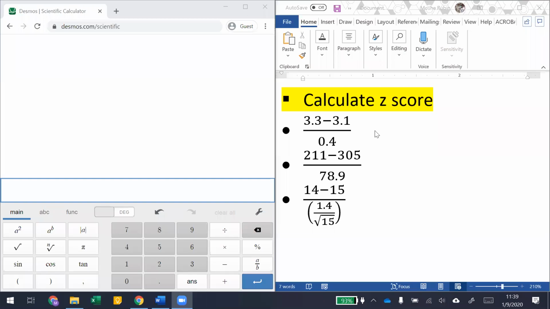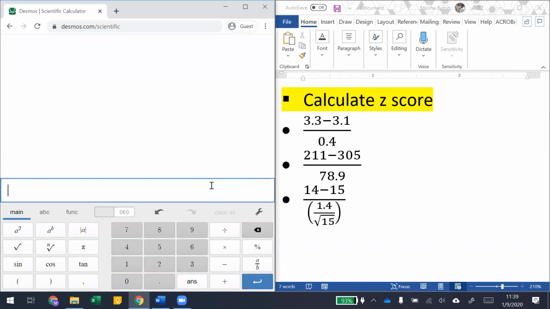Alright guys, welcome to the next video on the Desmos Scientific Calculator. In this video we're going to continue to focus on topics that are just for Math 102. And what we're going to be focusing on is calculating z-scores, which is something we have to do frequently throughout the entire course.